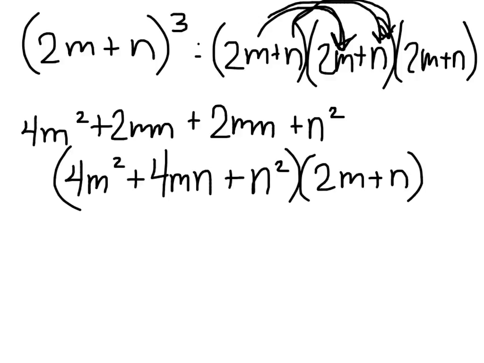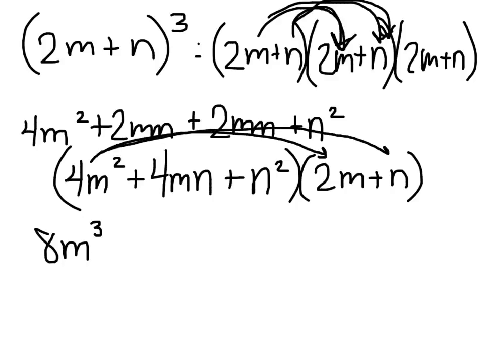Then it becomes like the first one we did. What's 4m squared times 2m? 8m cubed. What's 4m squared times n? What's 4mn times 2m?